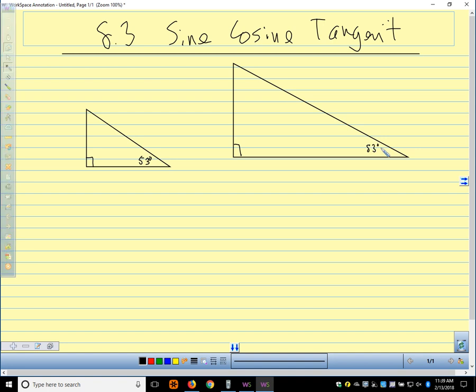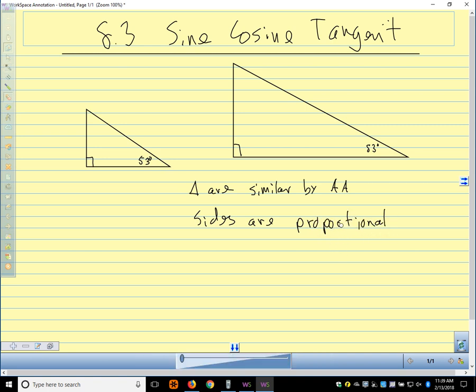Well, we know from what we talked about last chapter that these two triangles are similar by angle. They have two congruent angles. And that would be true for any particular angle. If we had a 90-degree angle and any other angle, where both were 65-degree angles, 72-degree angles, whatever, those triangles would be similar. So we know the sides are proportional.